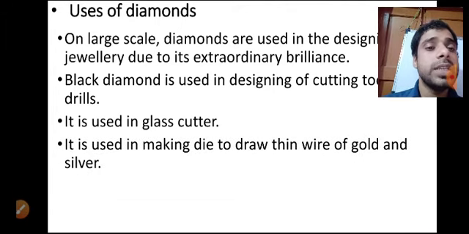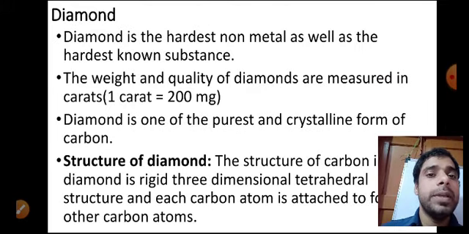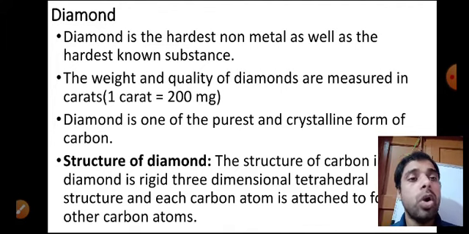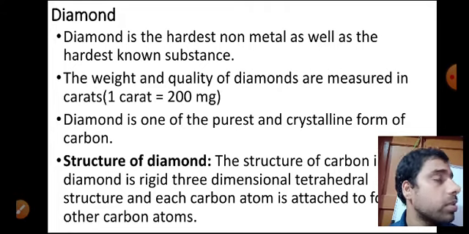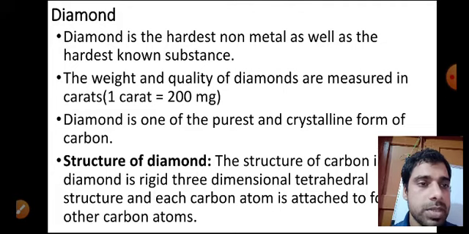It is used in making dye to draw thin wire of gold and silver. All the applications are very simple. Here we can see that diamond is the hardest substance, the hardest non-metal. Diamond is made up of carbon, and carbon is a non-metal, one of the hardest substances.